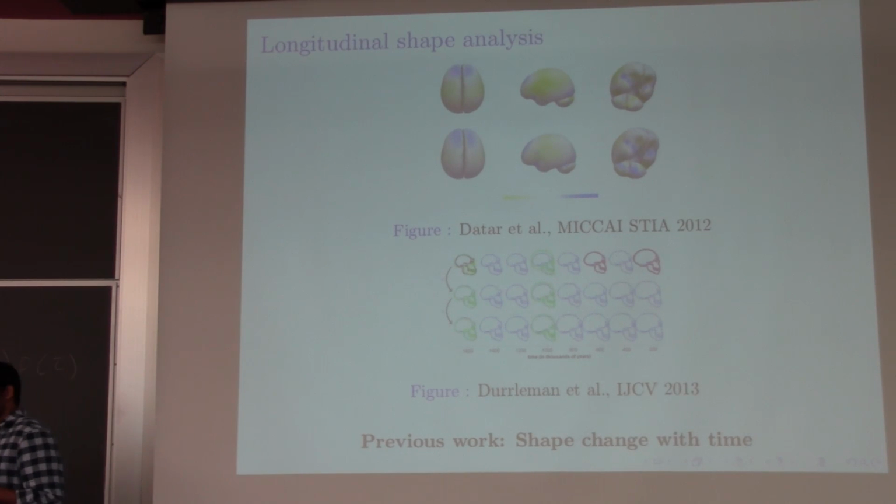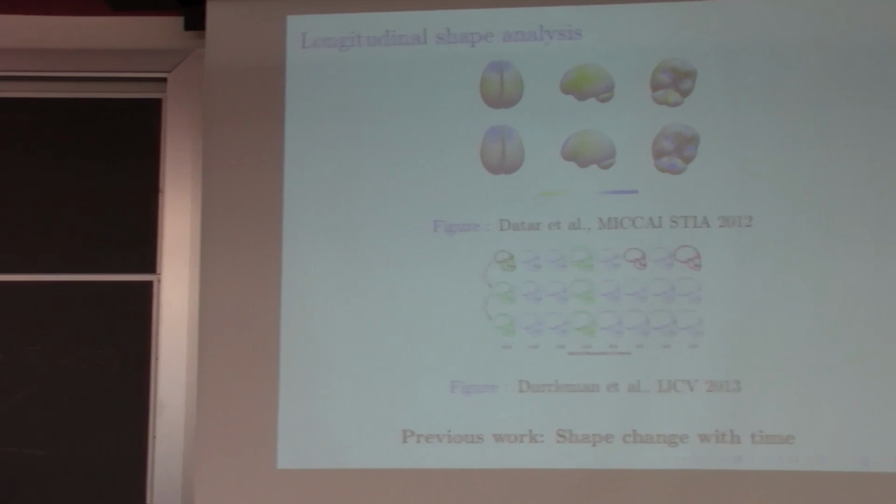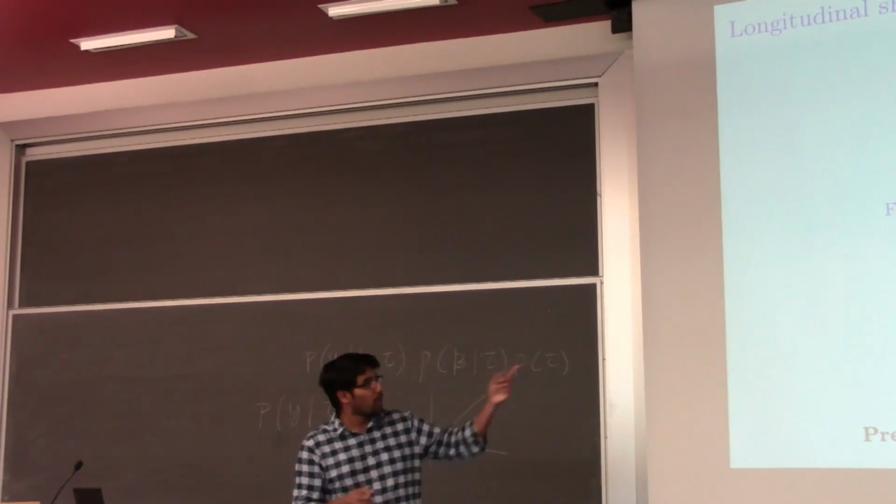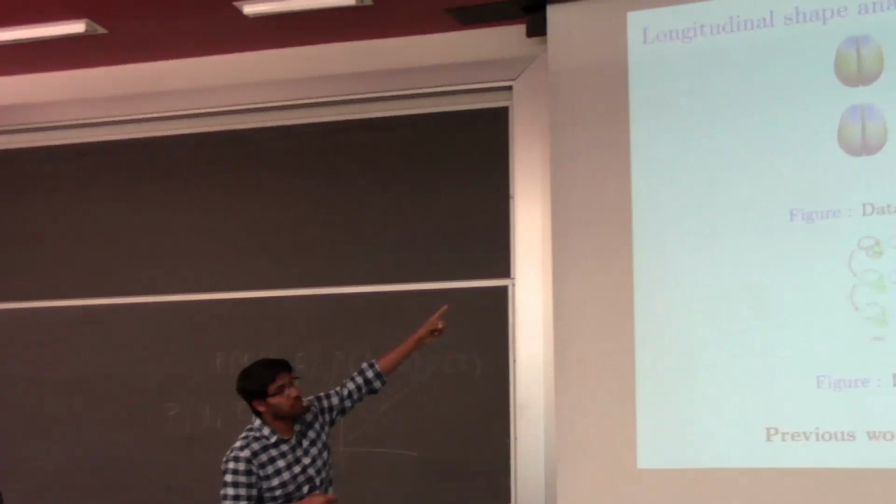Oh yeah, so what is shape? That's the first question, right? People know what shape is? No? Okay. So shape is what remains after you remove translation, rotation, and scale. What does that mean? So if I have a structure, let's say one of these structures, for instance, that structure.